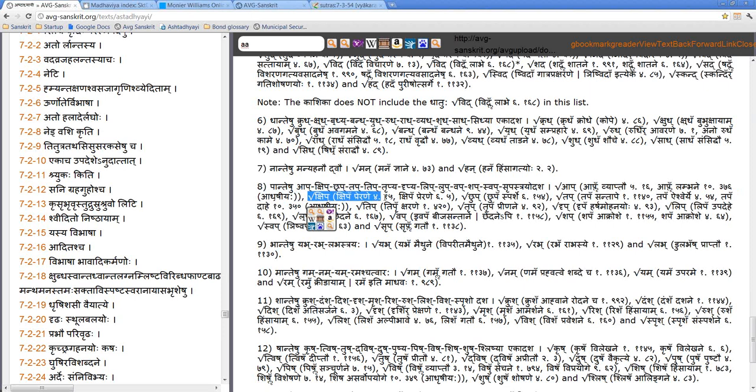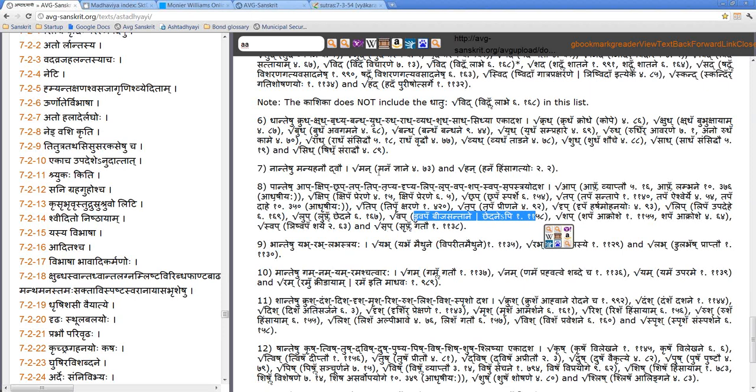Kshipa, prerane, divadiganaha, also tudadiganaha; Chupa, sparshe, tudadiganaha; Tapa santape, vadiganaha, divadiganaha; Tapa dahe, adrishiha, churadi; Tipa kharane, vadi; Trupa prinane, divadi; Drupa harshamohanayoho, divadi; Lipa upadehe, tudadi; Lupa lupru chedane, tudadi; Vapa duvapa bijasantane chedane api, means to sow seeds or to cut also, vadi.